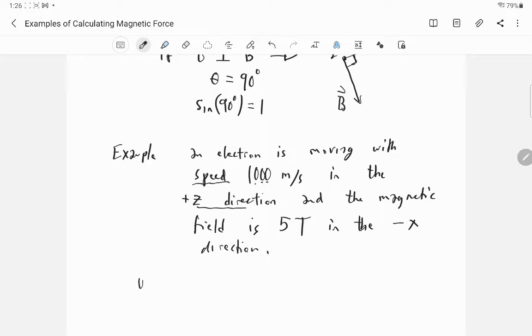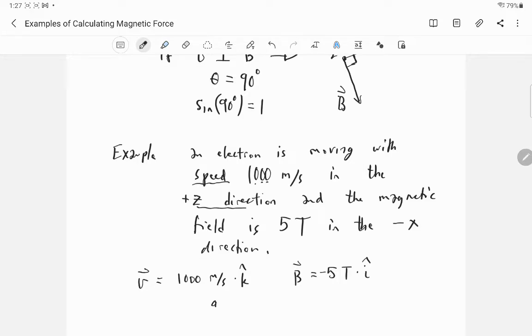That means, just from this given information, we can infer the velocity. The velocity is 1,000 meters per second in the positive z direction, which we call k hat. So it's 1,000 meters per second in the k hat direction. The magnetic field is 5 Tesla strong, so it's some number of the SI unit of magnetic field, the Tesla, and then it's in the negative x direction. So we say that that's negative 5 Tesla in the i hat direction, right?